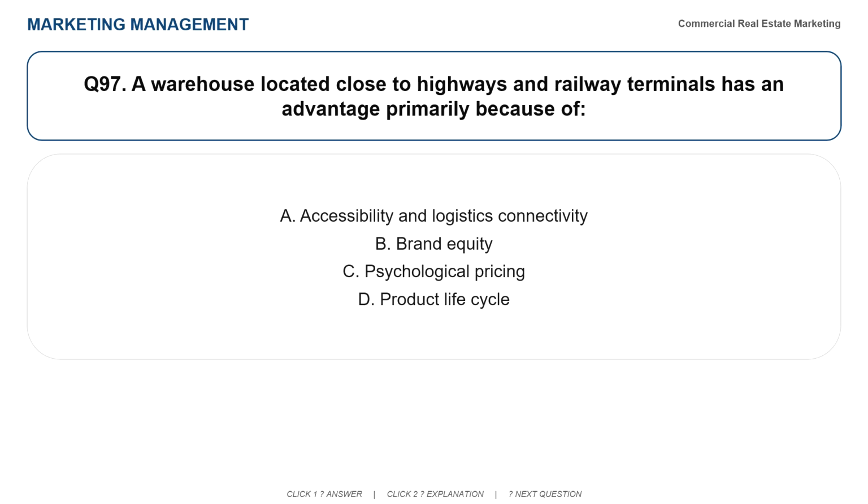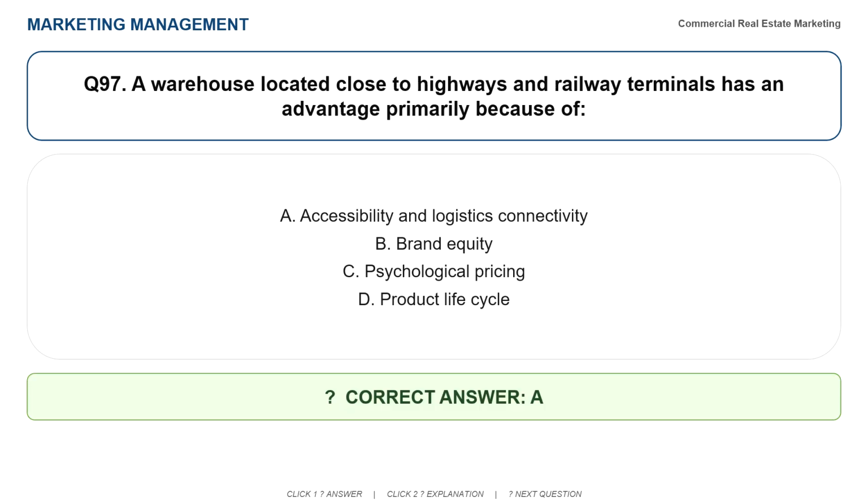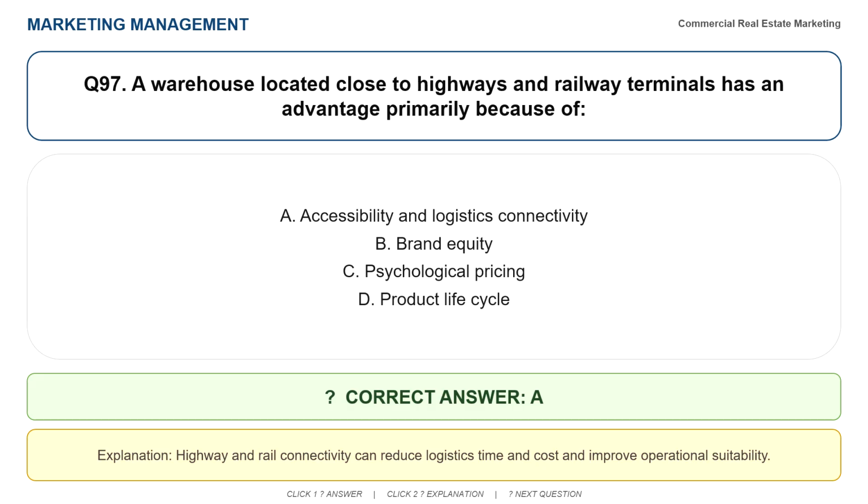Question 97. A warehouse located close to highways and railway terminals has an advantage primarily because of: Option A, accessibility and logistics connectivity. Option B, brand equity. Option C, psychological pricing. Option D, product life cycle. The correct answer is A. Explanation. Highway and rail connectivity can reduce logistics time and cost and improve operational suitability.